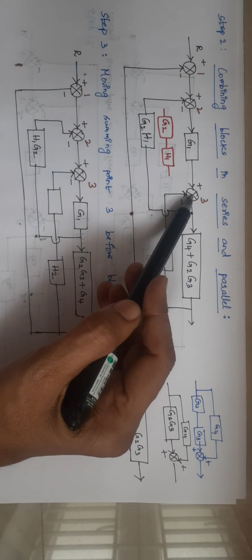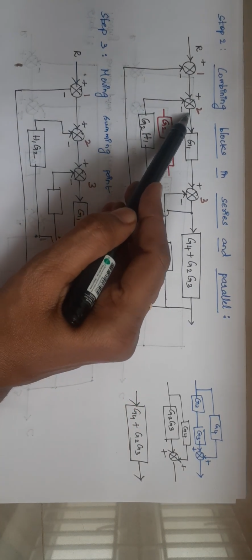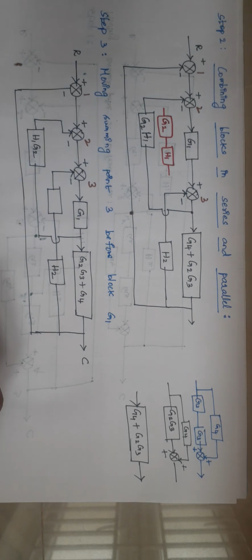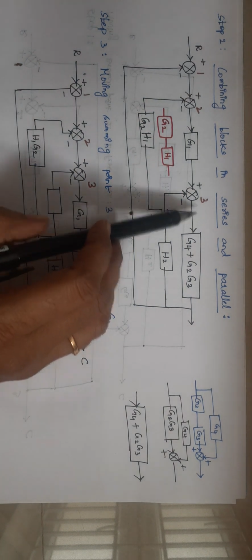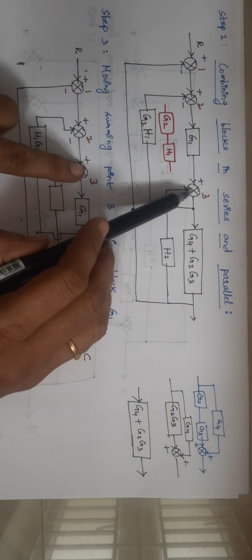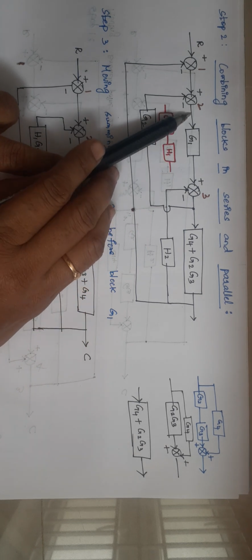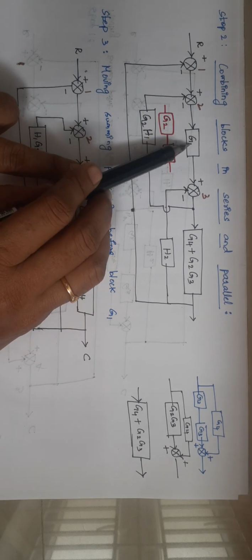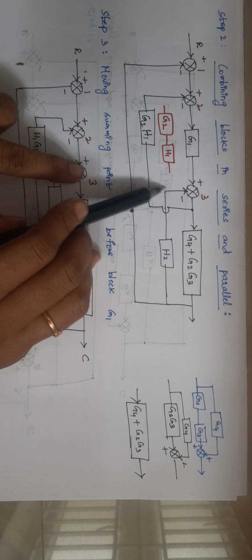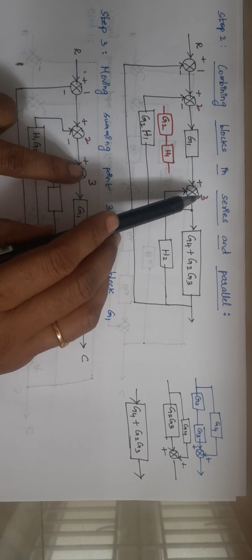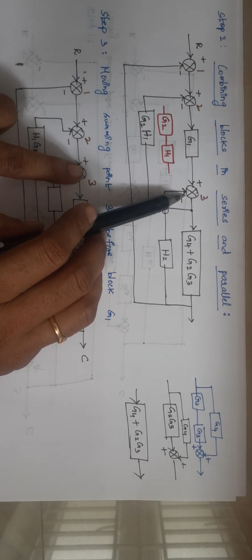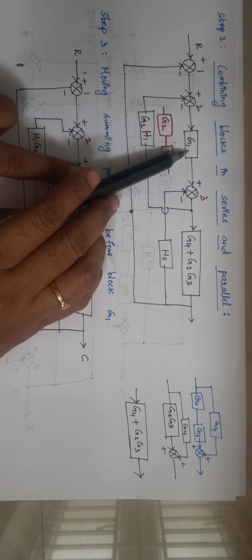When a summing point is moved before the block, we have to include the reciprocal of the respective block. So here this is your summing point and this point is moved over here, that is, we are moving before the block G1. So to the input which is connected with summing point 3, you have to include the reciprocal of this G1, right?